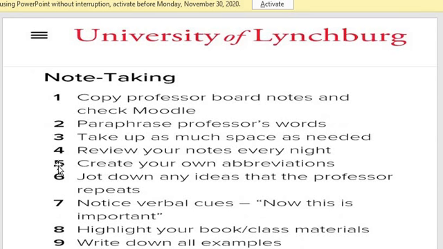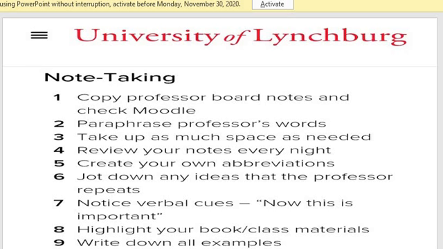Let's see what it takes. So it's only an introduction to study skills. That's why I will only give you an introduction to it. This research has also been done at the University of Lynchburg. I have taken this note from that university. First of all, I'm going to discuss note taking.